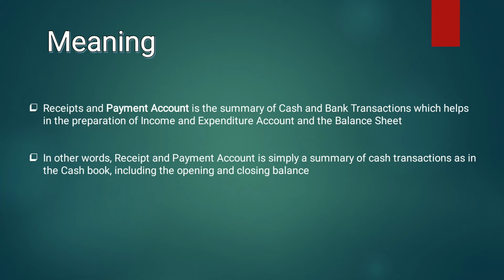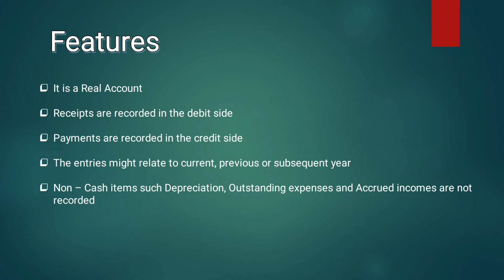So next point we have, receipts and payments account is simply a summary of cash transactions as in the cash book, including the opening and closing balance. So as in the type of cash book we will be having the opening cash and the closing cash. Correct? Similarly, in receipts and payments also we will be having the opening cash or bank balance and also the closing cash or bank balance. So this is what we have in receipts and payments account. So now we will see the features.